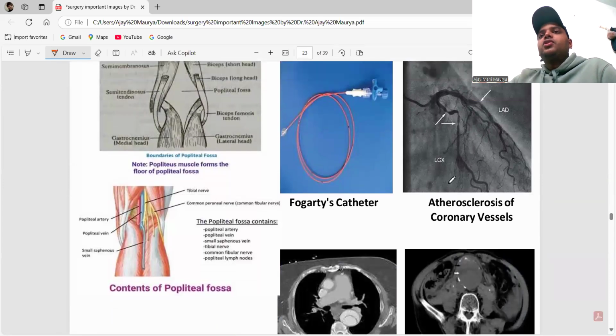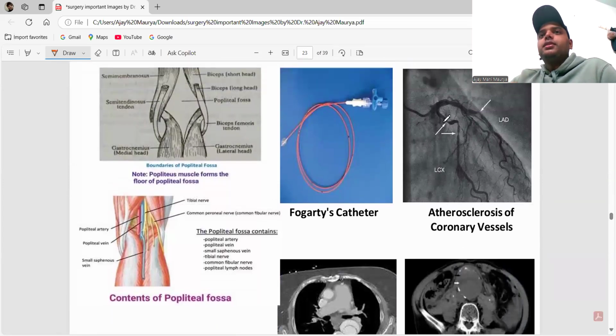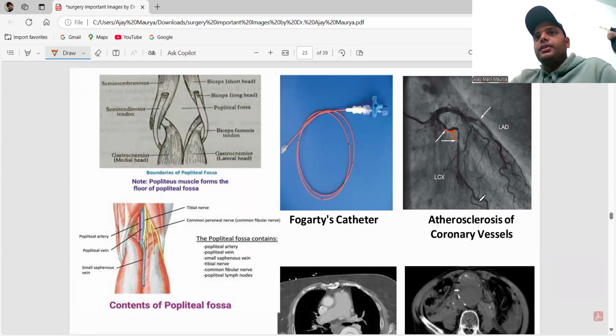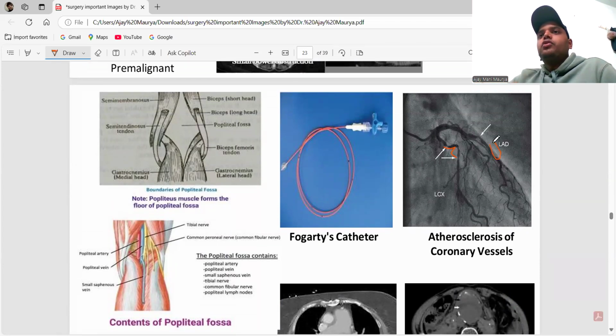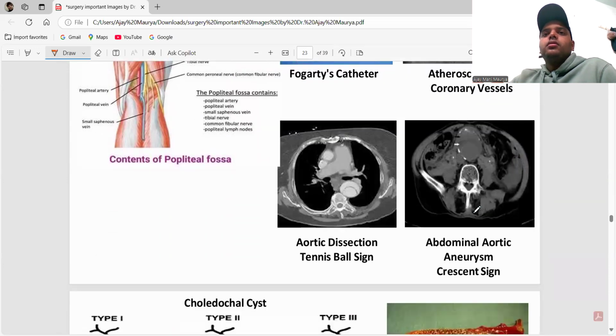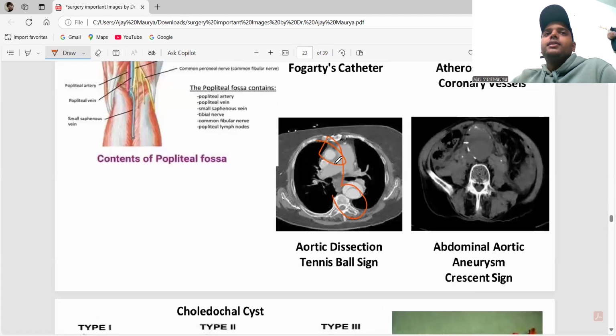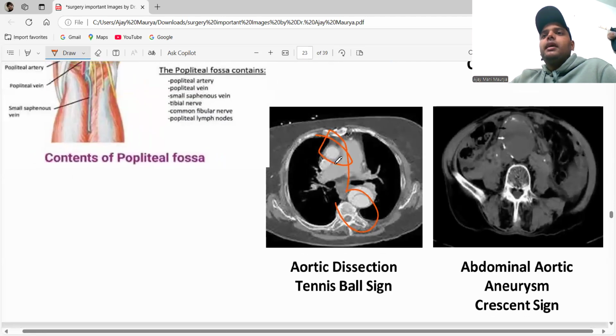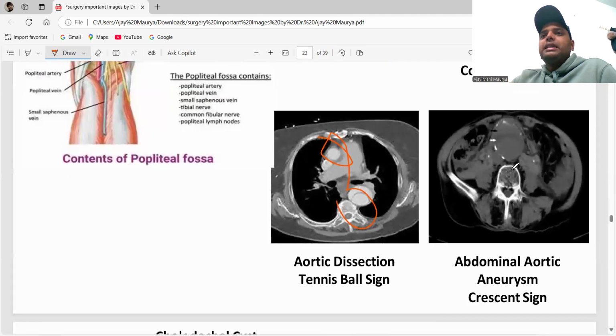This is atherosclerosis of the coronary vessels. This is the LAD. This is the aortic dissection. This is the tennis ball sign, aortic dissection, guys. This is the abdominal aortic aneurysm. There is a crescent sign here.